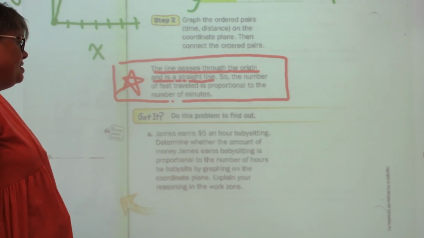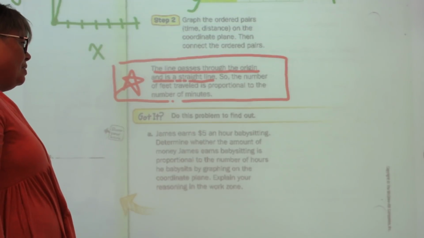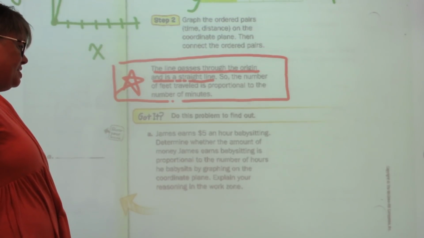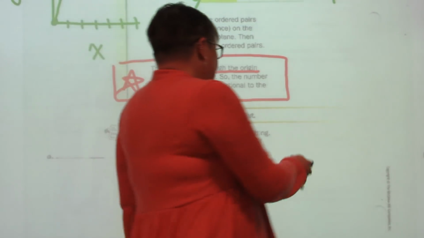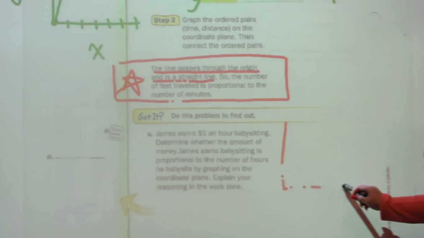So let's try this. James earns $5 an hour for babysitting. Determine whether the amount of money he earns is proportional to the number of hours he babysits. Okay, first of all, think about your graph.